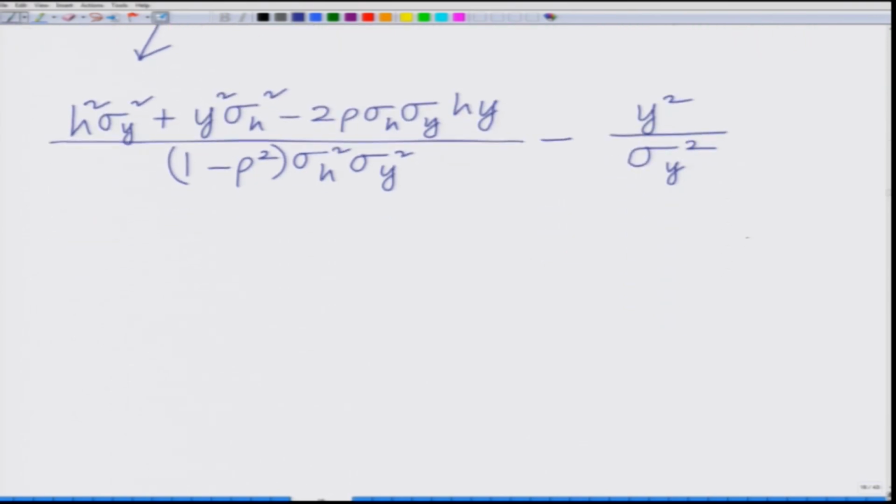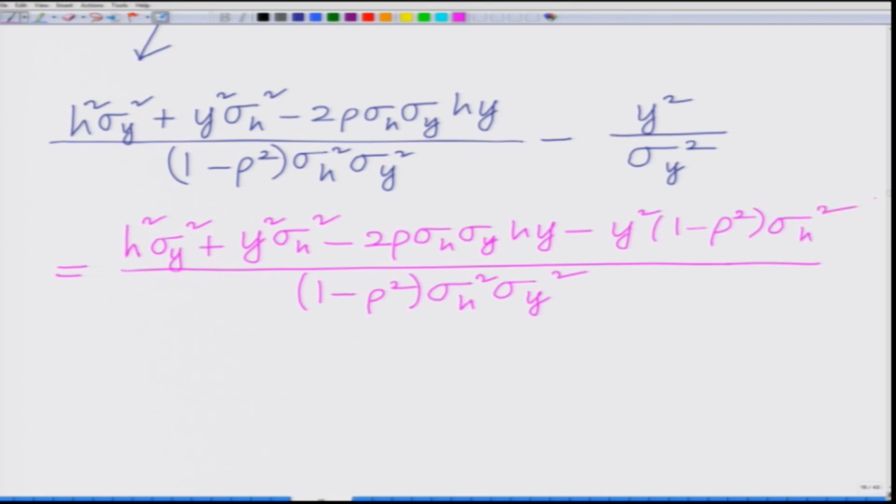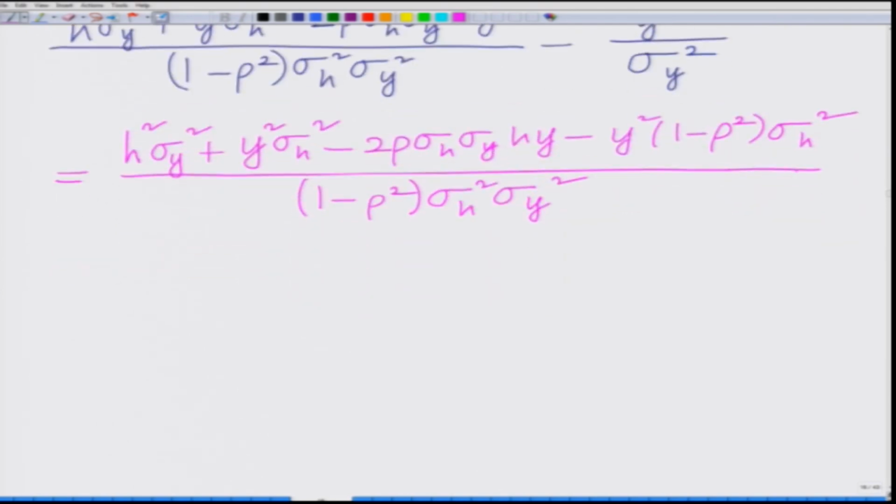divided by sigma y square, and then I can combine these two, over (1 minus rho square) sigma h square sigma y square: h square sigma y square plus y square sigma h square minus 2 rho sigma h sigma y h y minus y square into (1 minus rho square) sigma h square, that is the term I will get over here. Now, observe this quantity, I have y square sigma h square, and if I expand this I will have a minus y square sigma h square, right.